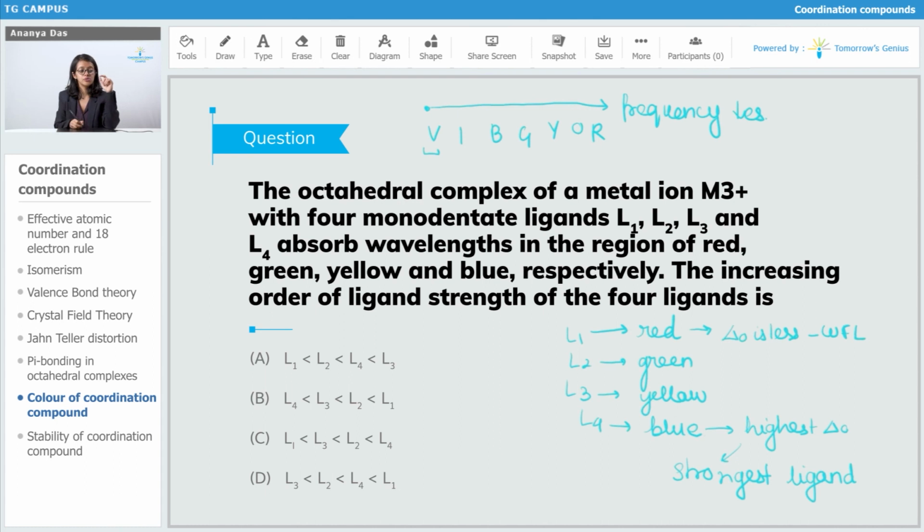So L1 is going to be the least, that is the ligand strength of L1 is going to be the least, and the ligand strength of L4 is going to be the highest. Between L2 and L3, L2 is going to have a higher ligand strength than L3, because L2 absorbs in green, and green has a higher frequency than yellow. So delta O of L2 is going to be greater than the delta O of L3, which means that L2 is a stronger ligand than L3. So this is satisfied by option C. So your option C is correct.